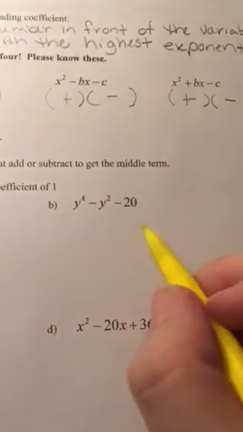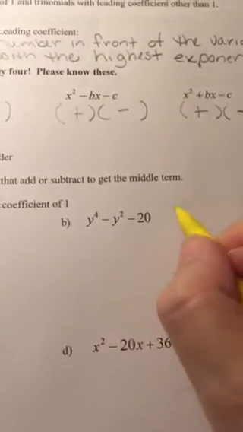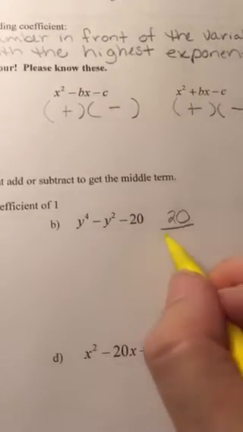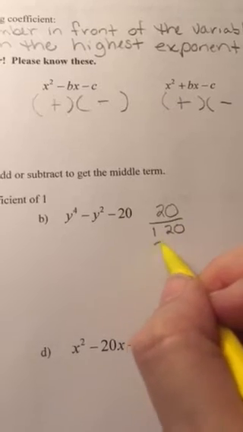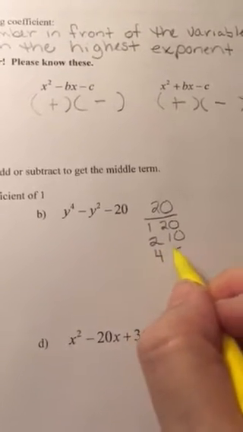Let's try another one. So, different sign pattern this time. I've got a minus and a minus. So, I'm going to take my 20, and I'm going to say, okay, 20, you have factors of 1 and 20, 2 and 10, and a 4 and a 5.